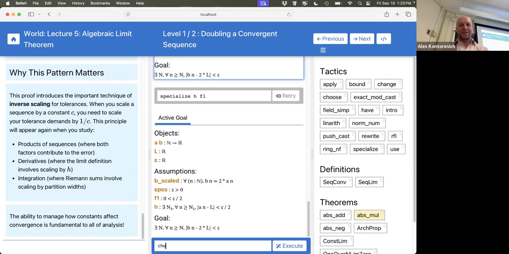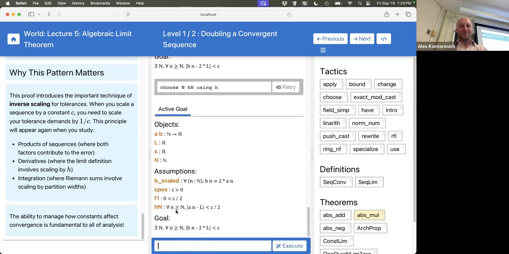choose N and the hypothesis on N using H. Okay, so now I got my capital N, and I know that for all n greater than capital N, an minus L is less than epsilon over 2. Use n. That's exactly the n that I want to use. Now the goal says for all little n greater than capital N.